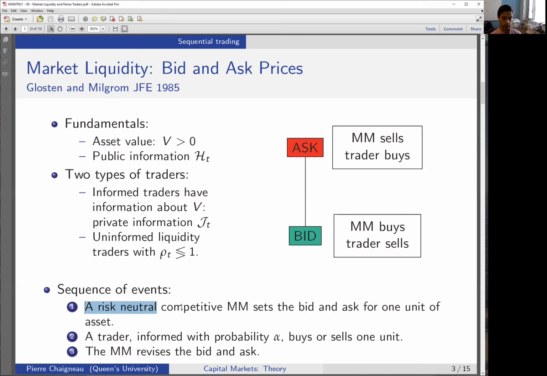So that's the first thing. The risk neutral market maker sets the bid and the ask for 1 unit of the asset. So if you were to buy as a trader, you'll pay the ask, and if you were to sell, you would sell at the bid. So a trader who will be informed with probability alpha or uninformed with probability 1 minus alpha is going to buy or sell the unit. If he buys, he pays the ask, and if he sells, he gets the bid. And after this trade, well, it's sequential, and so the game will be played again. The market maker is going to revise the bid and the ask. It's going to set a new ask and a new bid price.